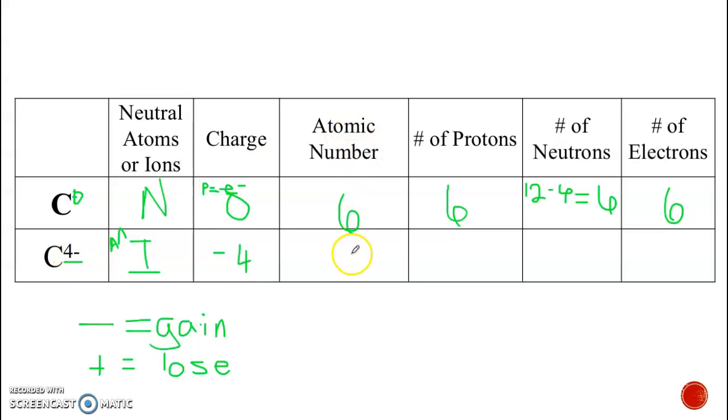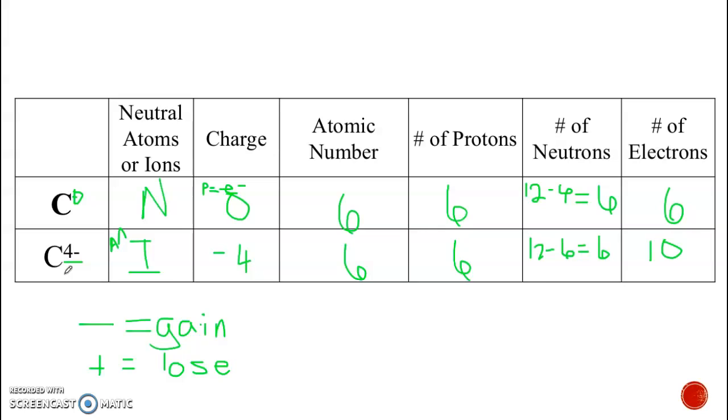And then the atomic number is still 6. The protons are still 6. The neutrons are 12 minus 6, because 12 is the mass and 6 is the atomic number, which gives us 6. But now instead of having 6 electrons, we added 4 electrons to it. So now in actuality, we have 10 electrons for our carbon ion.